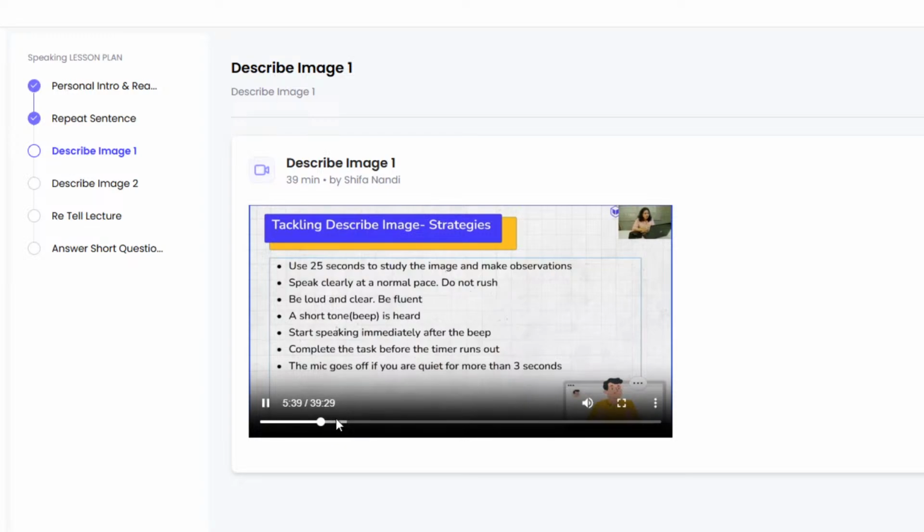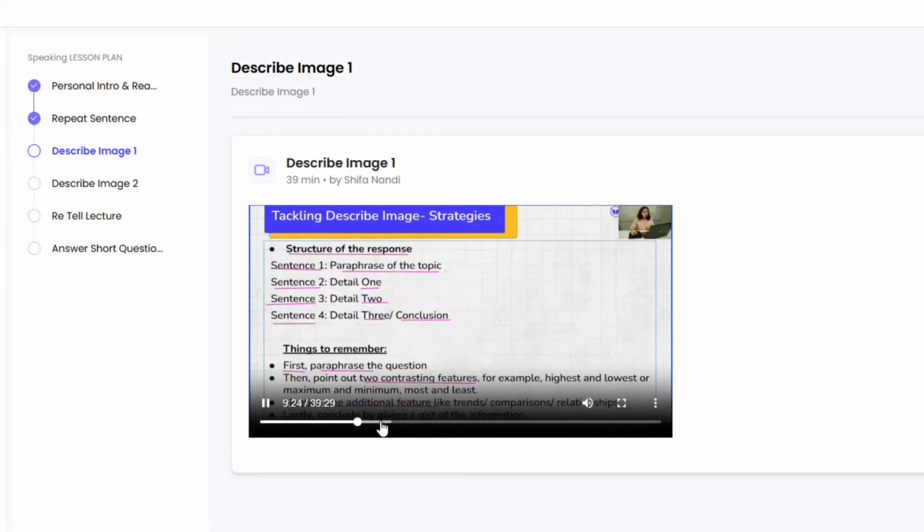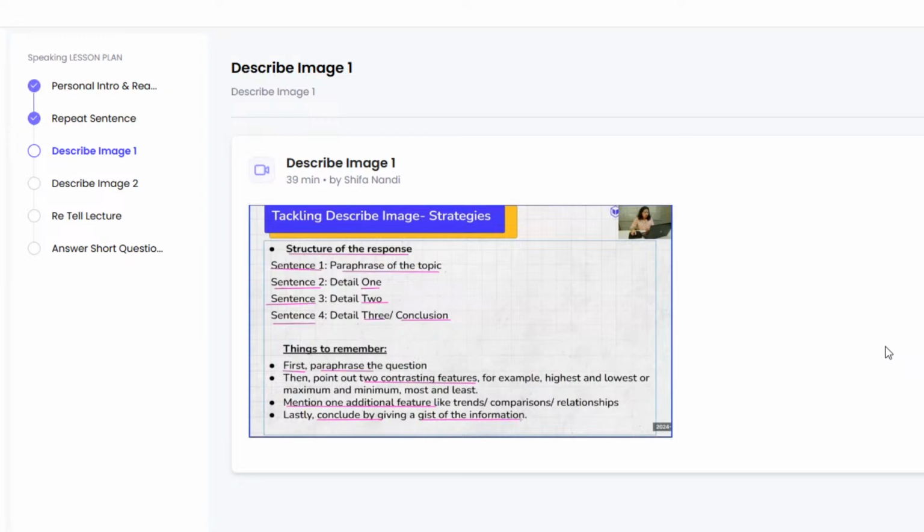Well, now we're going to move ahead and look at the strategies. You can make some further comparison, or you can draw some relationships and you can mention that as your next detail, right? Lastly, conclude your topic by giving a gist of whatever you have mentioned above, right? So isn't that really a nice way to put across your answer? You know exactly what to say in your first, second, third lines and how to conclude, right?